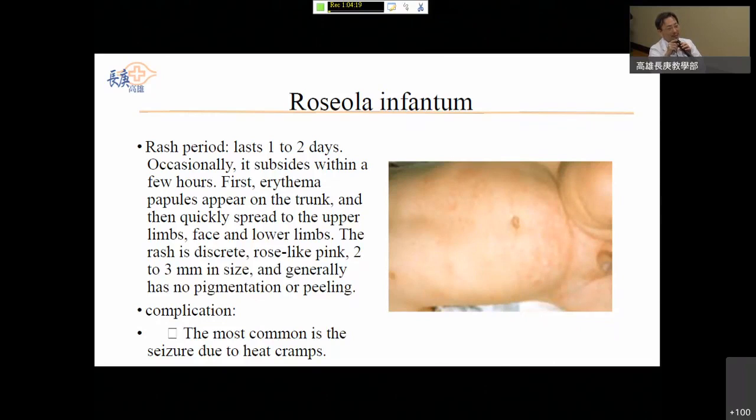do not let the child have a fever above 40 degrees Celsius, okay? Control the fever with medication. You can prevent it, it can reduce the chances of seizure, okay?